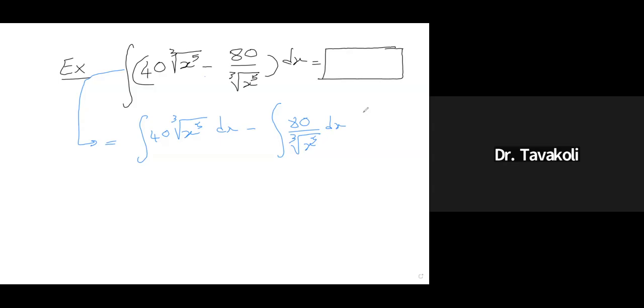Using basic algebra, we know that cube root of x to the 5 is the same as x to the power of 5/3. In the other integral, cube root of x to the 5 is in the denominator. When we move it to the top, it becomes x to the power of negative 5/3. From the first integral, 40 can be pulled out because it's a constant. You know from Calc 1, as I mentioned before, that in an integral, we can pull out a constant.